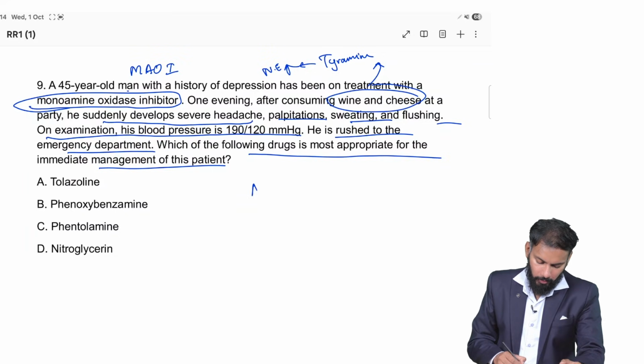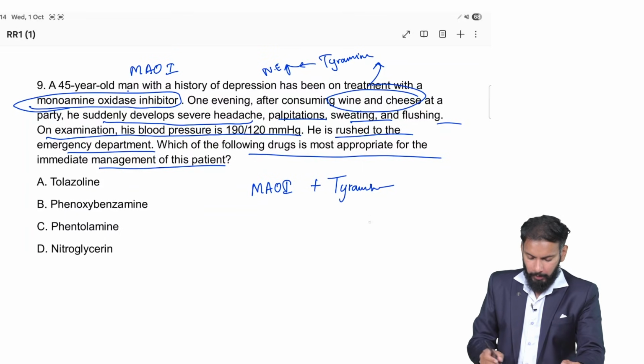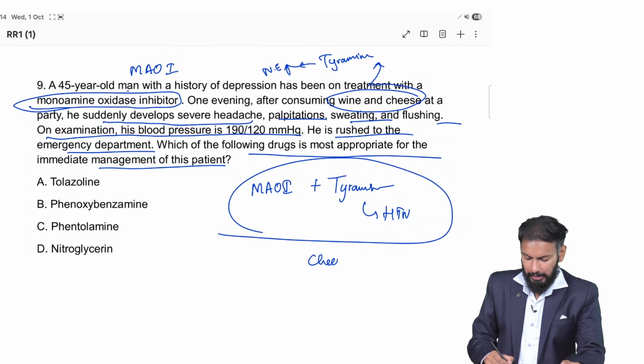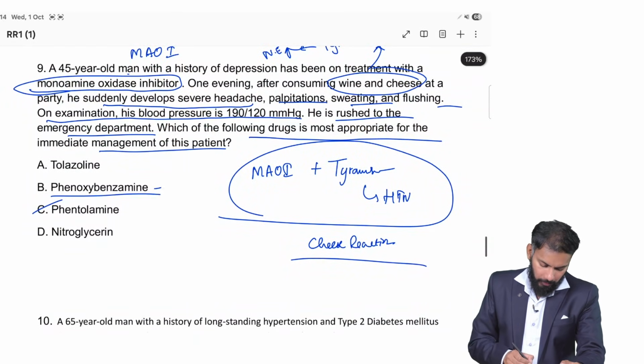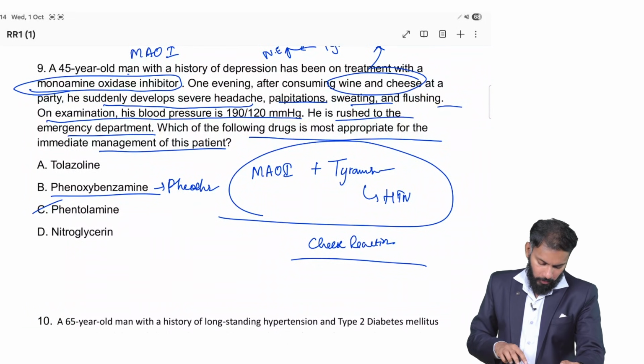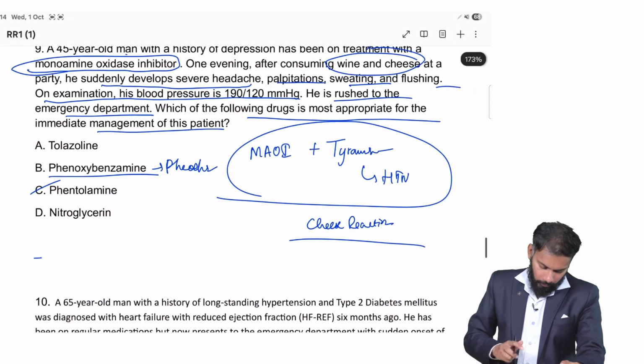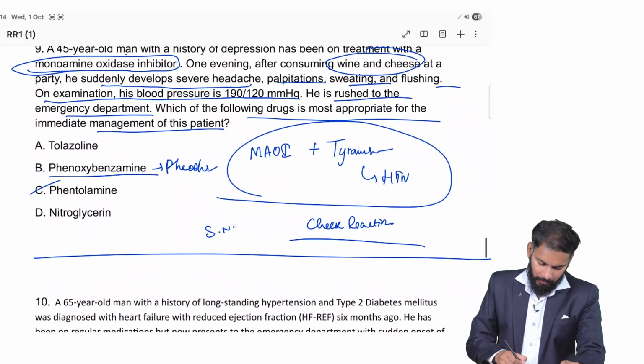So, if you see here, a person is using an MAO inhibitor and is getting tyramine. It could be from cheese or something. It will cause a hypertensive crisis. This is what you must have studied. This is the cheese reaction. So what is the drug of choice in cheese reaction? It is phentolamine. What about phenoxybenzamine? It is used in pheochromocytoma. Pheochromocytoma. That's all. Now, so that's all about the sympathetic nervous system.